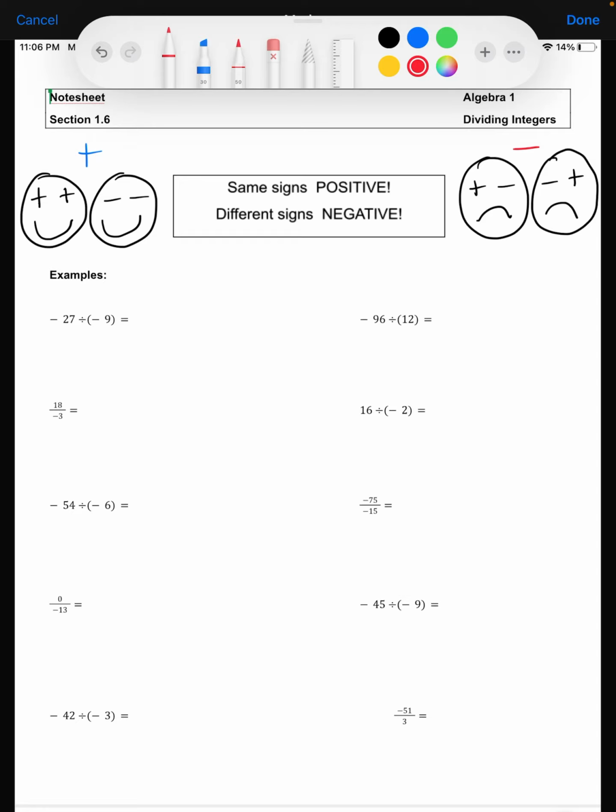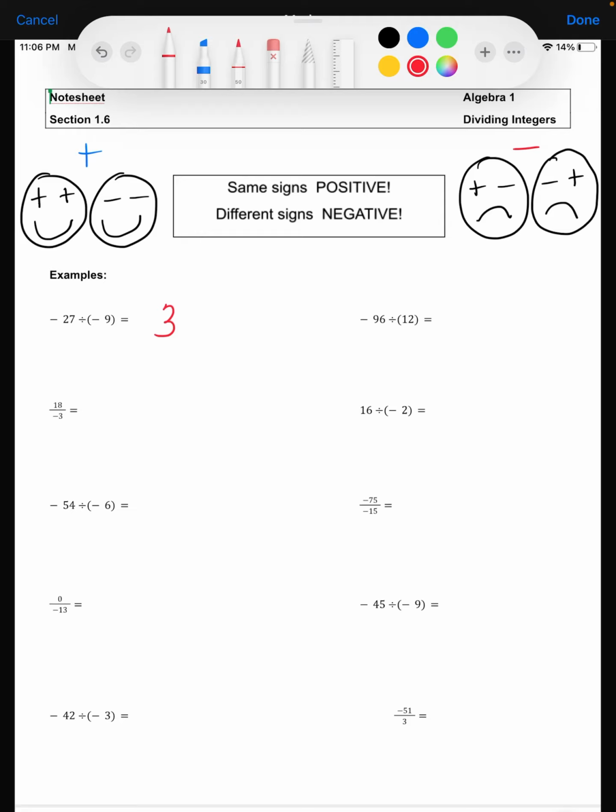I feel like you can probably get through most of them pretty quickly, but the second page we'll spend a little bit more time on here. So obviously you know your division facts. 27 divided by 9 is 3, and because both the signs are negative, our answer will be positive.